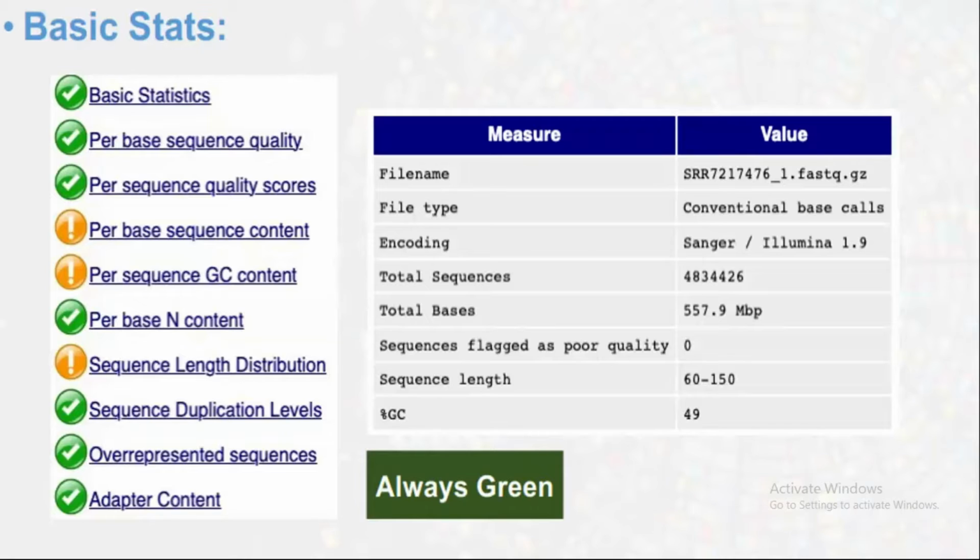So basically this is the report, and the percentage of GC content is 49%. Basically it should be 50%, but 49% is okay. This is all the statistics of my FastQC report, and it is always green. Now we will proceed with the per base sequence quality.